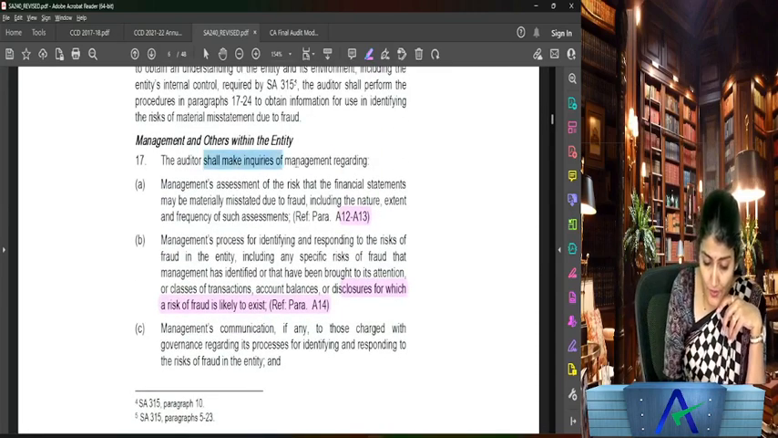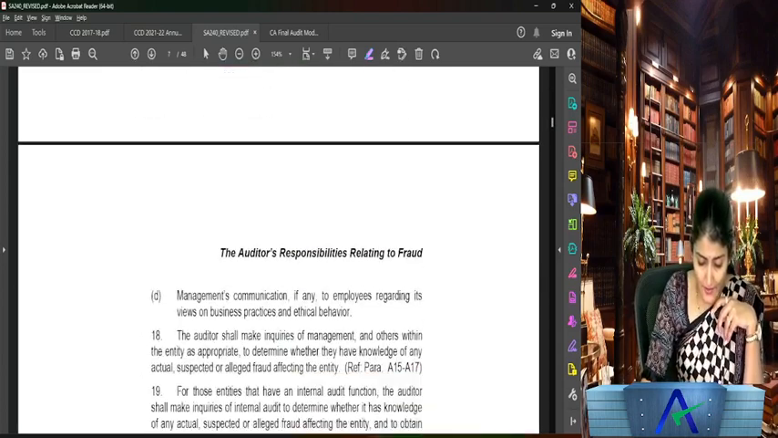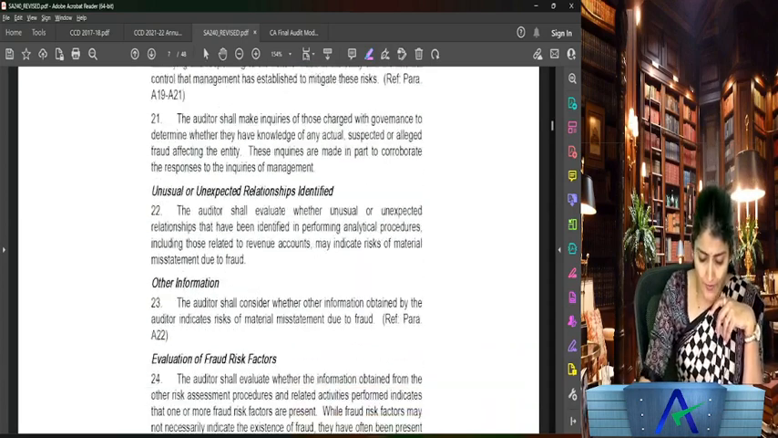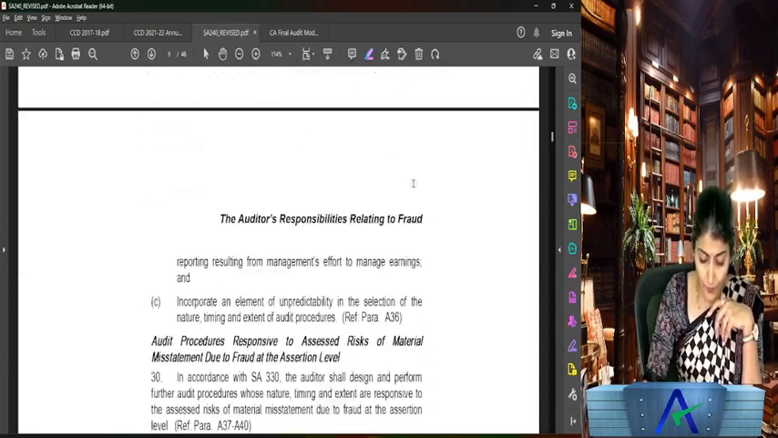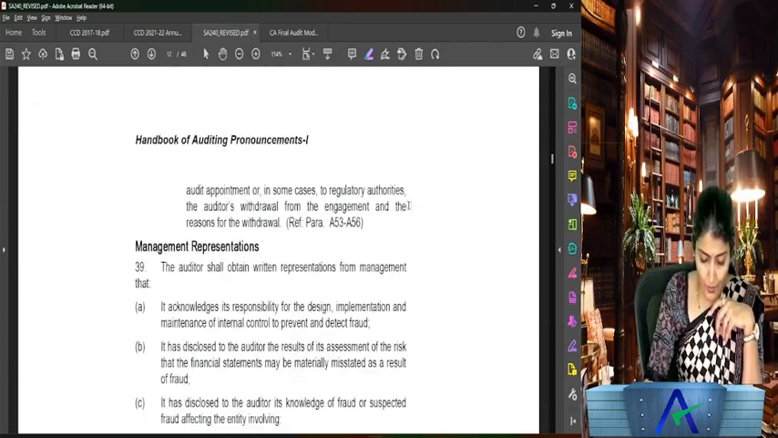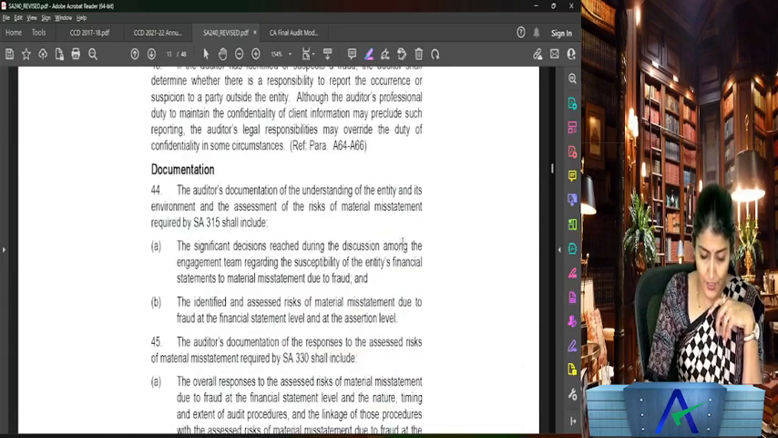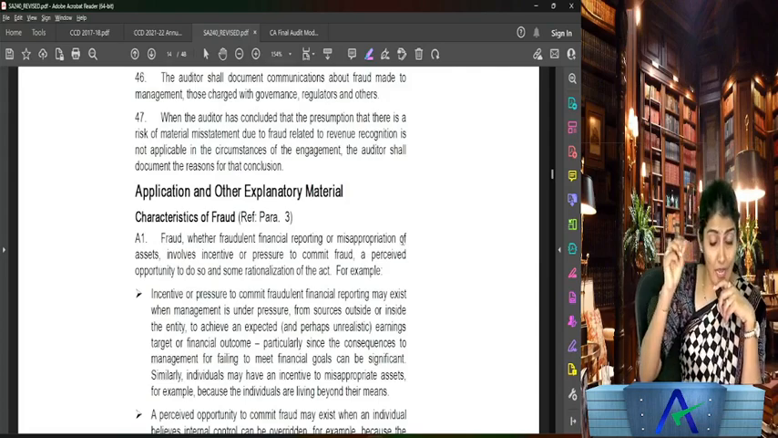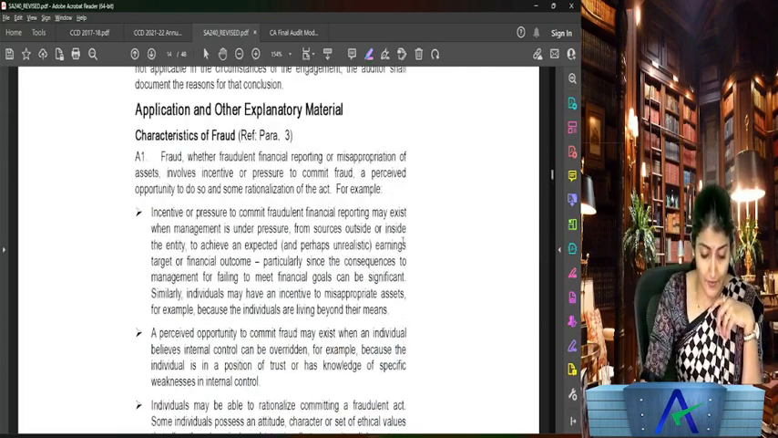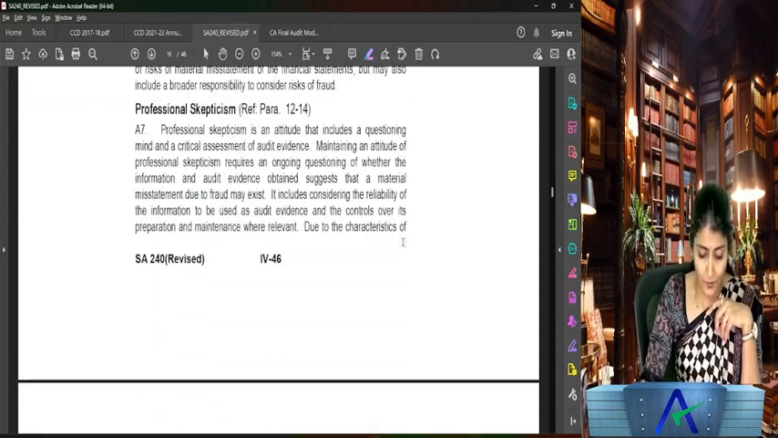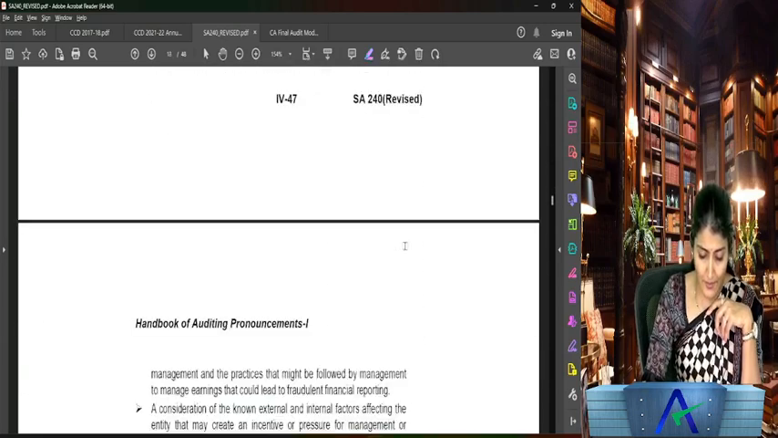Like over here, the auditor shall make inquiries of the management regarding the following. And then what does it say? The auditor will also make inquiries of the others within the entity. So what does it say? A15 to 17. So this is the main text of the auditing standard: representation, communication with TCWG, documentation, and then starts the A part. What is the A part? The application and other explanatory material. So all the A1, A2 references which they had given upstairs, now they are explaining each one of them.